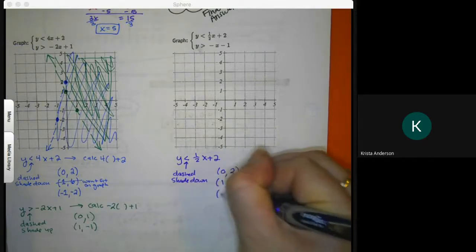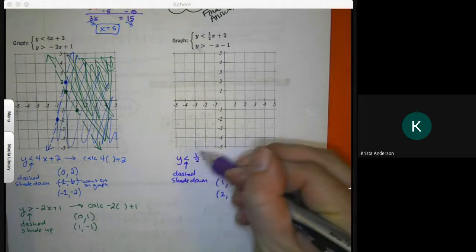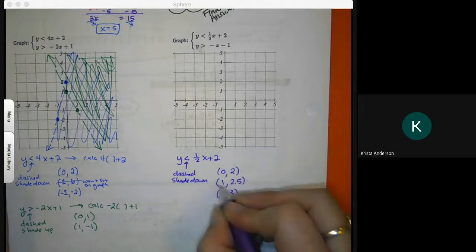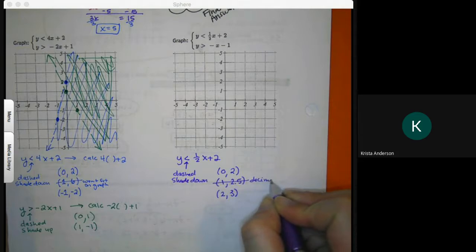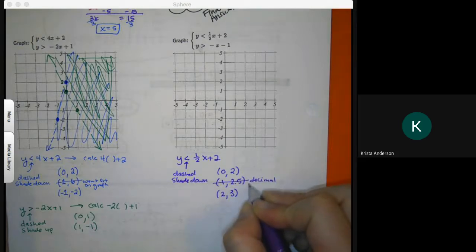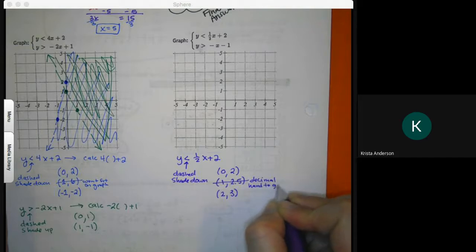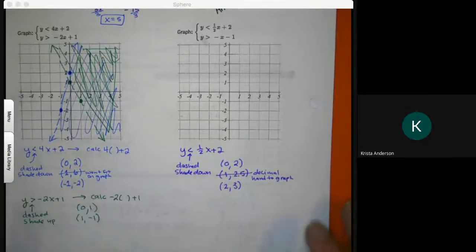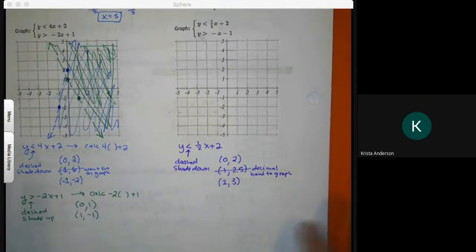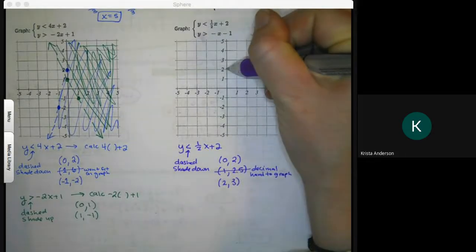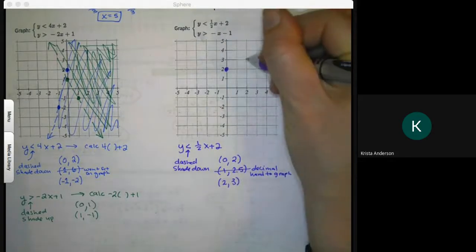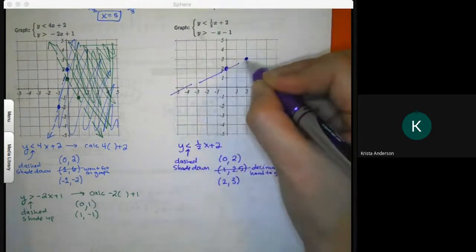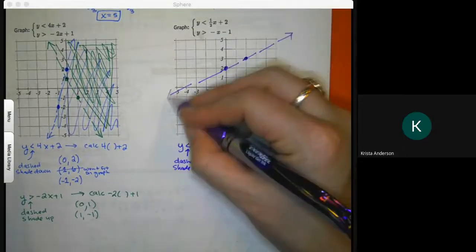Let's try it. Plug in 2. What's half of 2? 1. 1 plus 2 is 3. You can try the decimal if you want. I personally don't like graphing them. I would then click 0, 2, 2 up 3, dash the line, and shade down.